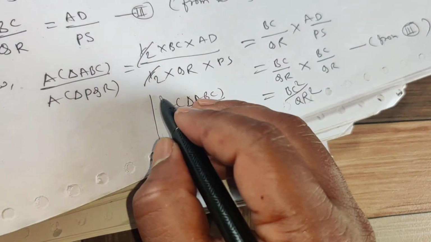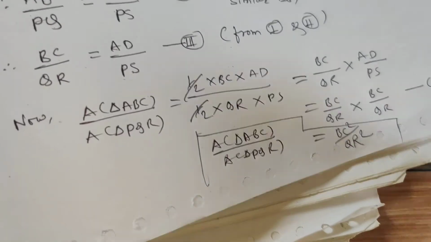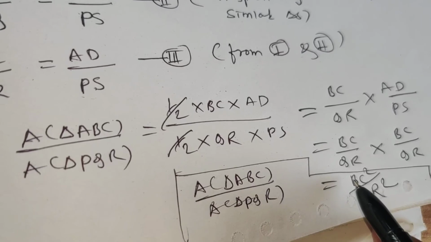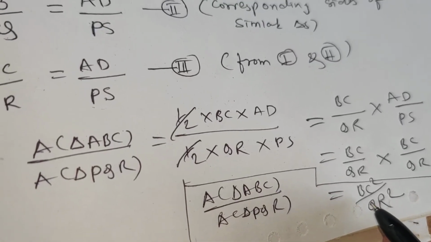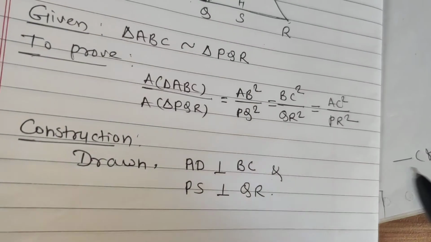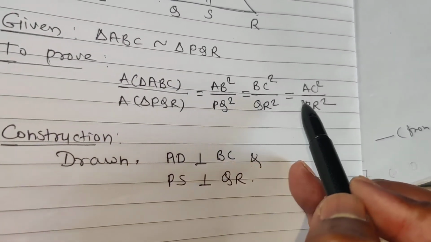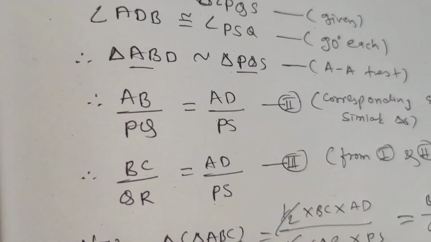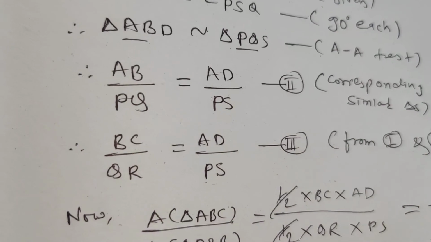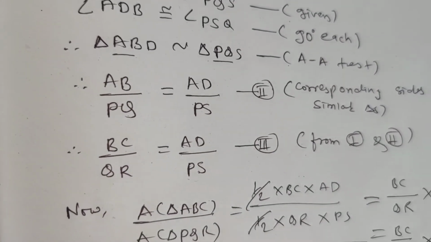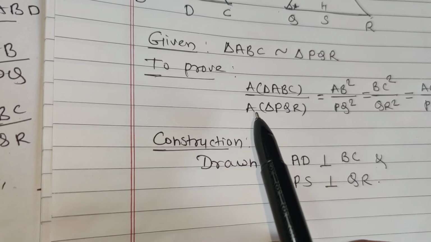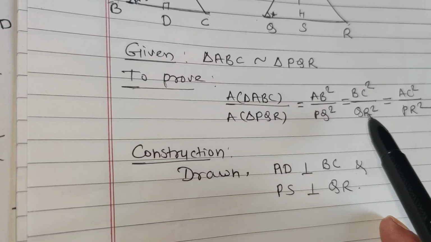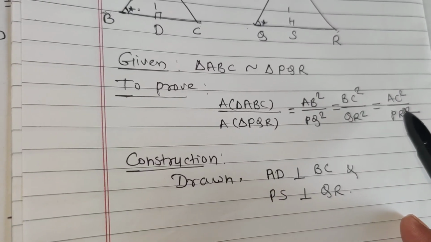So we have proven that the ratio of areas of two similar triangles is equal to the ratio of squares of the corresponding sides. Similarly, we can prove the remaining things, meaning AB square upon PQ square and AC square upon PR square. I have no space to write here, so at the end we can put: similarly we can prove that area of triangle ABC upon area of triangle PQR is equal to AB square upon PQ square is equal to BC square upon QR square is equal to AC square upon PR square.